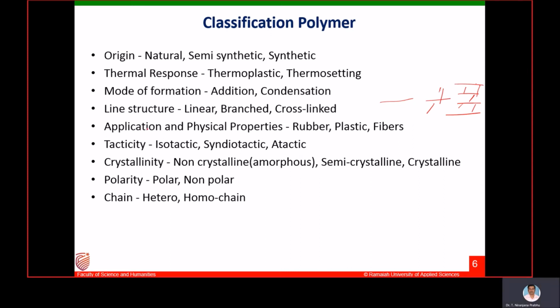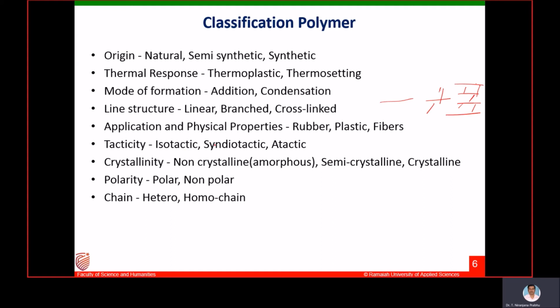Then application of physical properties. Now, where do we use this material? In what form are we using this material? Based on that, we can classify polymers as rubbers, plastics, fibers. Tacticity. So basically stereochemistry of polymers.